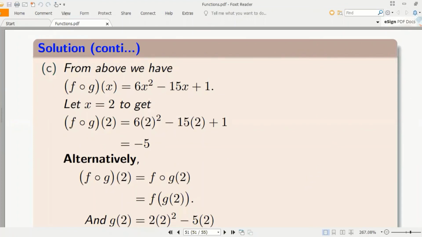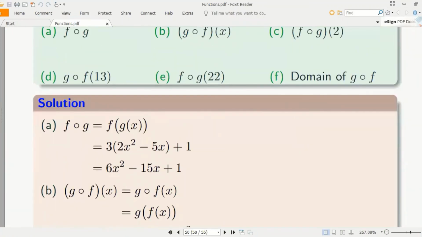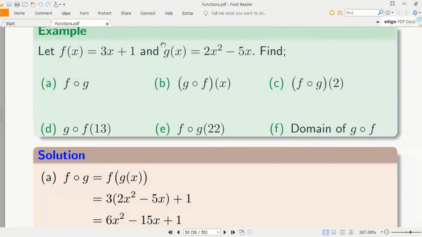The alternative is what I've shown. If you're given this D, somebody else would have written it that way. That means, first of all, find g of 2. You have g of x. What is g of 2? Where there is x, put 2. This would be 4 times 2, which is 8, minus 10, which is negative 2.